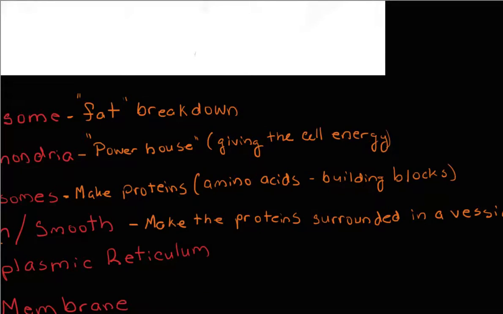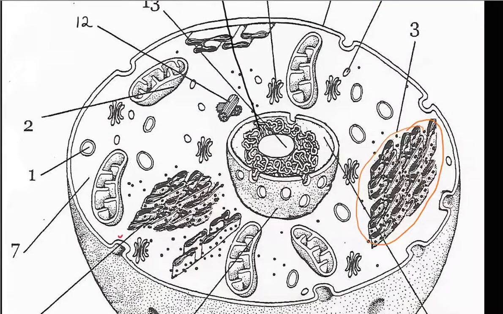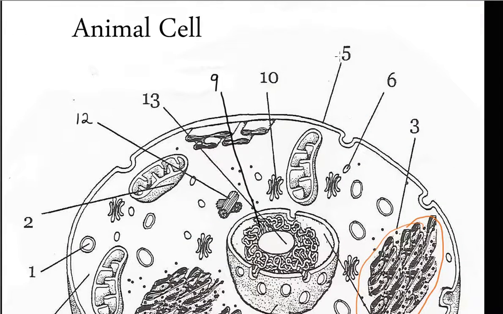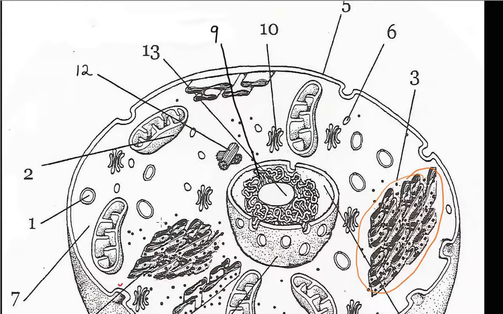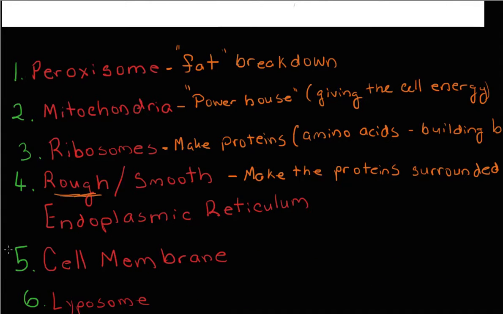Let's go on to number 5. Where's number 5? Oh, up here. Number 5 is pointing to this large skin-like thing. Like humans, we have skin that surrounds our body. Well, the cell has something that surrounds its body called the cell membrane.